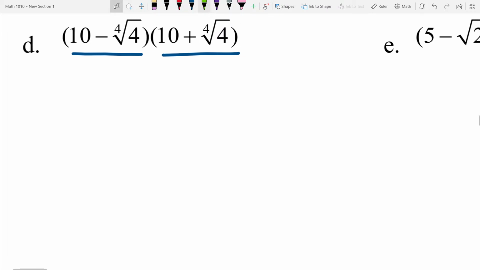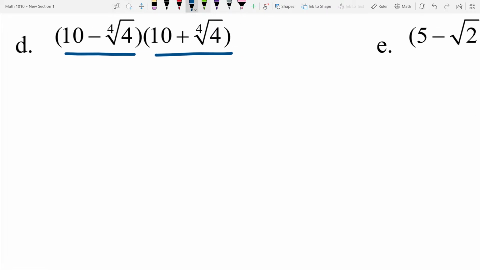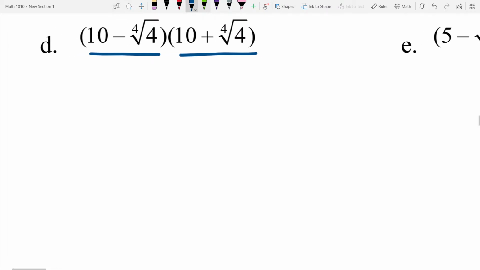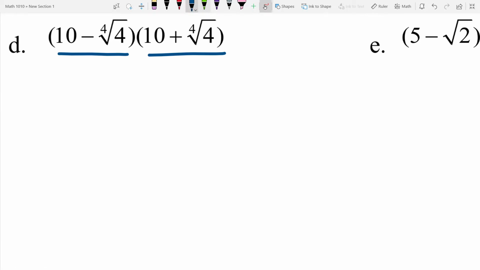Okay, everybody write down the word conjugate. Sorry, I'm really having pen issues today. So write down the word conjugate. C-O-N-J-U-G-A-T-E. They're conjugates. Okay, good.